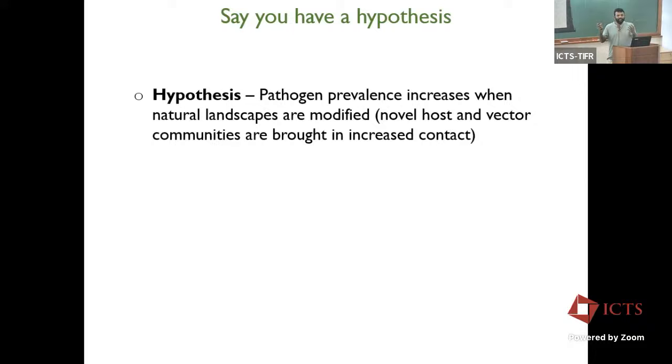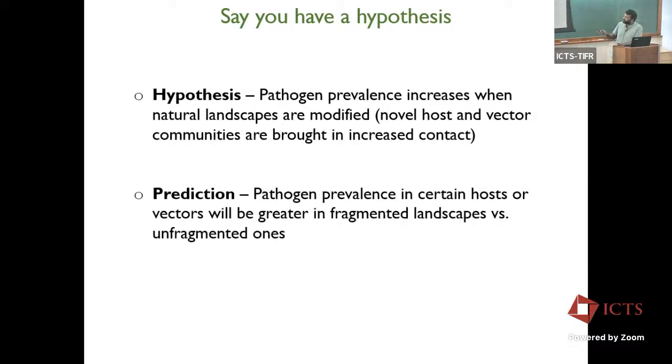Now, that by itself is something that you can't immediately go and test. You can't just modify a landscape, and it can be modified in so many ways. There are so many different ways in which landscapes change. So it's a very broad theoretical idea, right? The idea is that pathogen prevalence increases when landscapes are modified and when new host and vector communities come in contact with each other, new pathogens come in contact with each other, right?